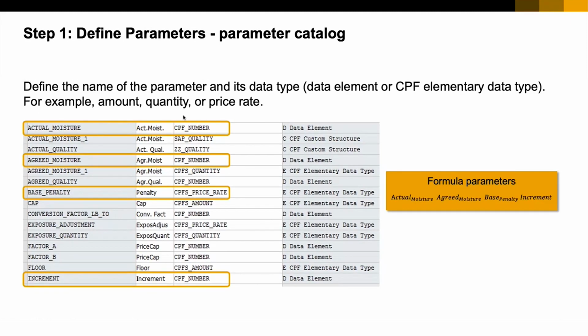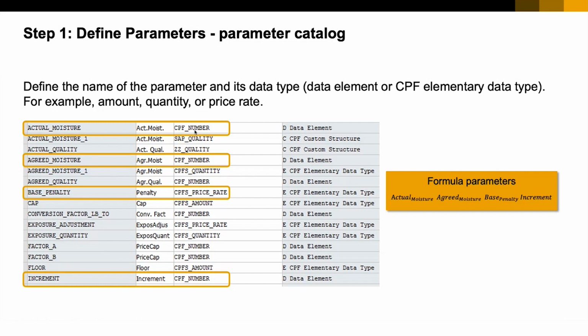So this is the main screen of BRF Plus configuration, and you see n number of parameters here. As I said, you can choose between or create your own parameters, and make sure that those are used. And the data type for that is also critical.